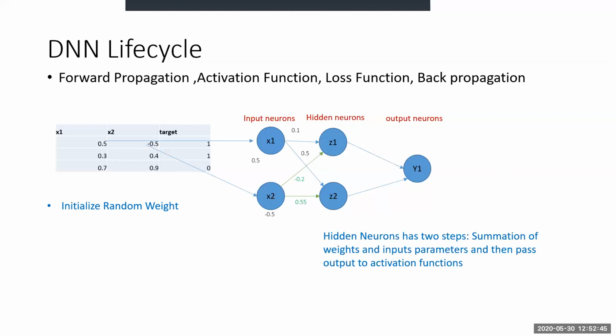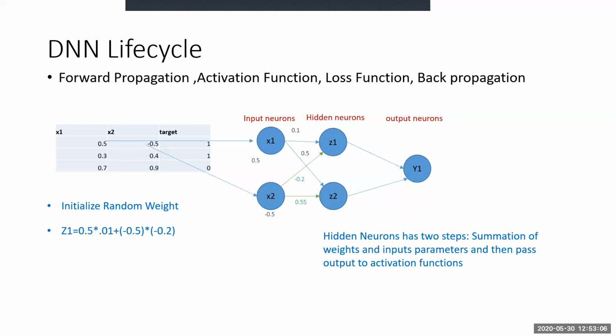And so the hidden neuron has two steps. If you see this hidden neuron, once the weights have been initialized, it has two steps. One is to calculate the weighted sum, like x1 into w1 plus x2 into w2, and the second is to pass it to the activation function. We'll explain this more.